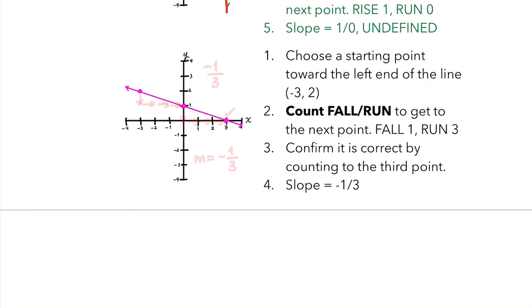Then this final one, we're going to be falling 1 and running 1, 2, 3. So fall 1, run 3. Double check ourselves. So the slope for this one is going to be -1/3. Again, negative because we're falling. When you're rising, like the first example in blue, that's going to be positive.